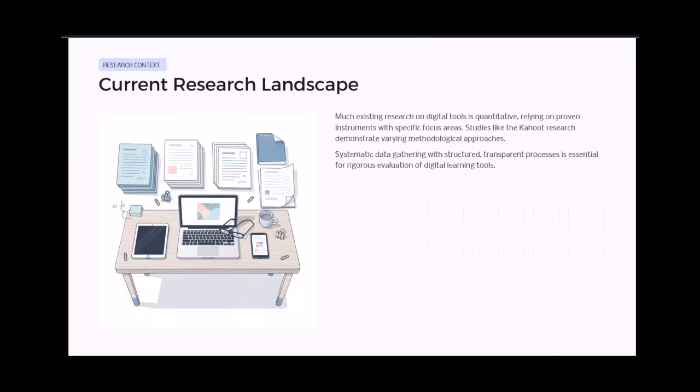We looked at the role of looking at the current landscapes and how the use of digital technologies in teaching and learning has been measured to date. It's important to note much of the research in this area has been qualitative and relying on proven instruments with specific focus. There have been specific studies on specific technologies such as Kahoot that are very quantitative. However, they're very subjective in how they're structured and they're not based on systematic approaches. Also, sometimes the studies conducted by technology companies aren't always rigorous.